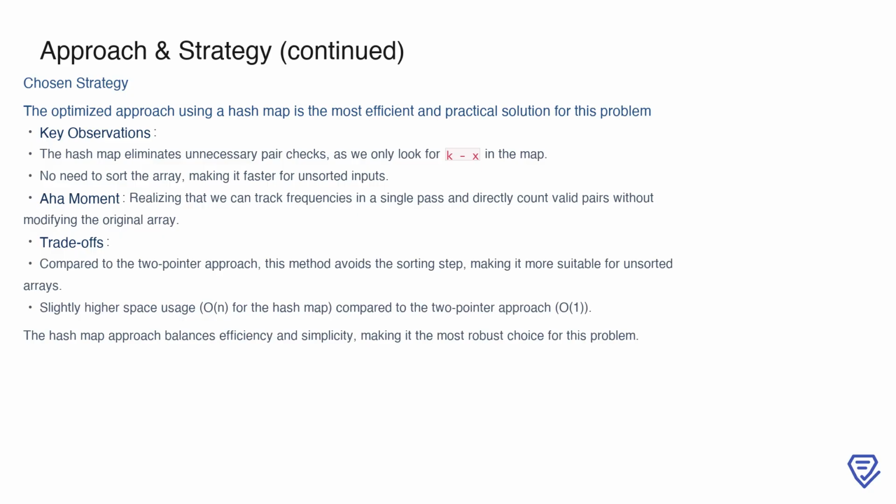While the two-pointer approach uses less space, the hash map method avoids the sorting step, making it more versatile. Overall, the hash map approach strikes the right balance between speed, simplicity, and practicality, making it the best choice for this problem.